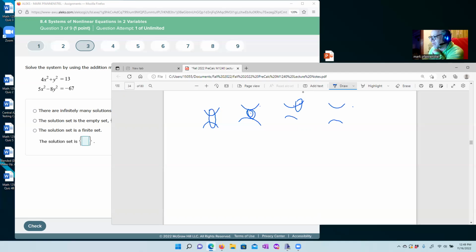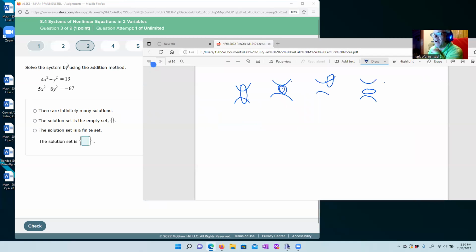We could have our little hyperbola here, and then in the middle, an ellipse that's not touching anything. That's a possibility. So this is a rare time when we get a 4x squared. Let's make sure we write down the problem correctly this time. 4x squared plus y squared equals 13. And then we have 5x squared minus 8y squared equals -67.